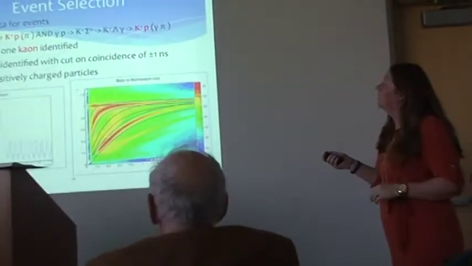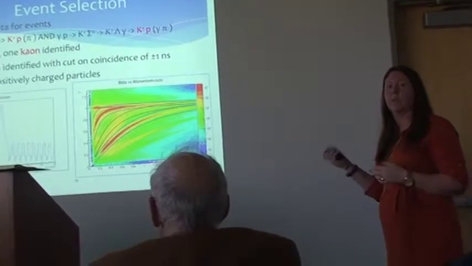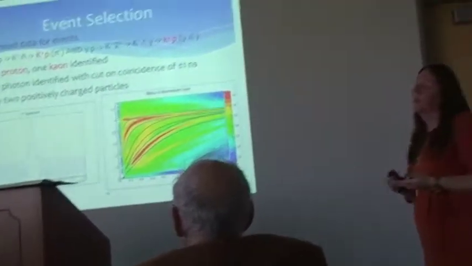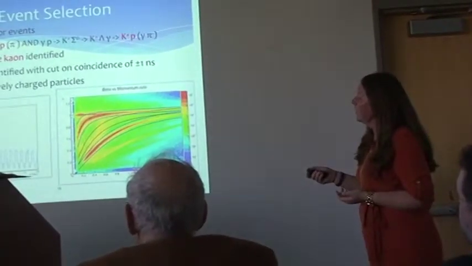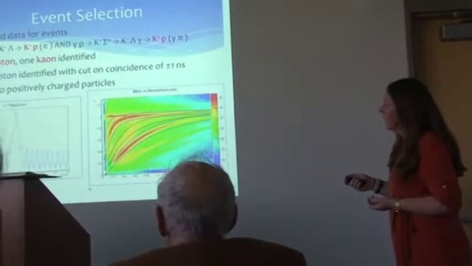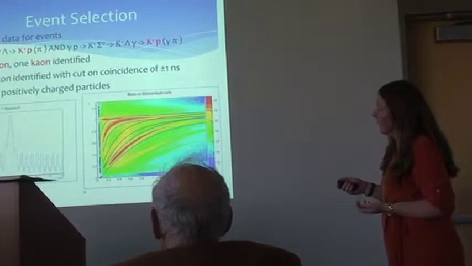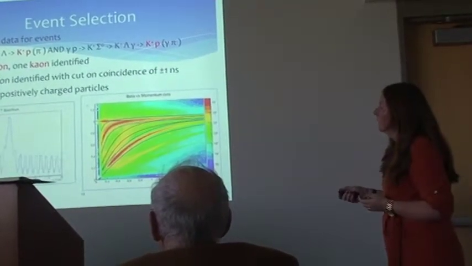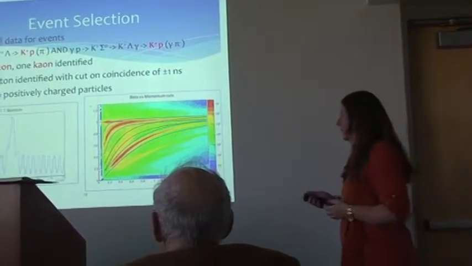And also I can do some beta versus momentum cuts to make sure I'm getting proper pion, kaon, and proton. So here we can see the protons, and I make a cut around the protons. Here in the middle between the red, it would be the kaons, and I make a cut here. And then also for the pions, I make a cut.